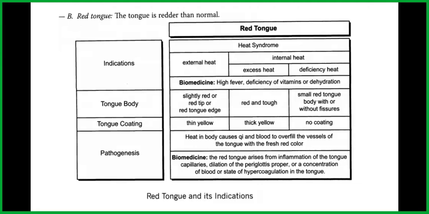In biomedicine, a red tongue arises from inflammation of the tongue capillaries, dilation of the tongue capillaries, or a concentration of blood or state of hypercoagulation in the tongue.